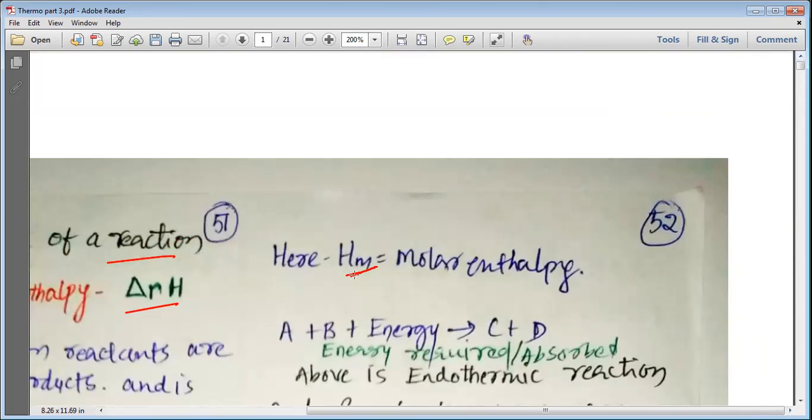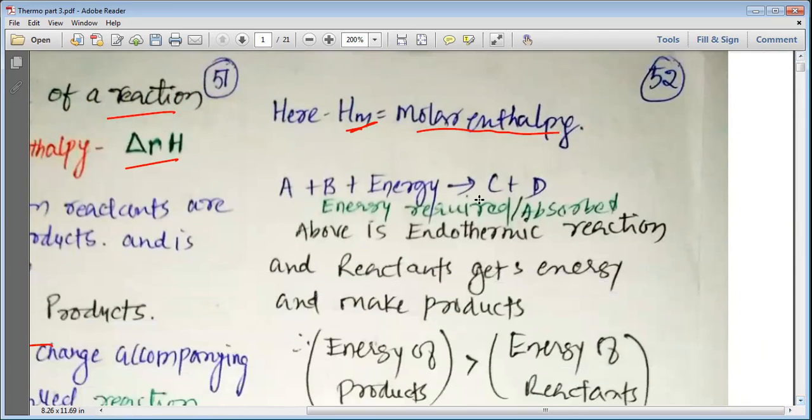Here, my dear students, we write ΔHm, which is the molar enthalpy of any substance. Now, suppose we have the reaction A plus B plus energy gives C plus D. In this reaction, energy is required or absorbed. So when the energy comes, A and B react with each other and give us C and D. Without this energy, the reaction is not going to happen.